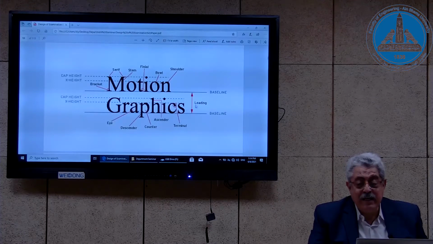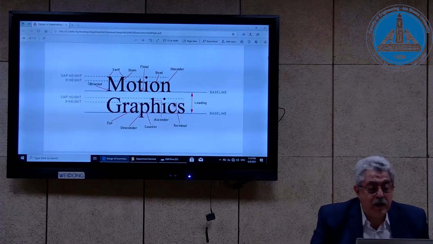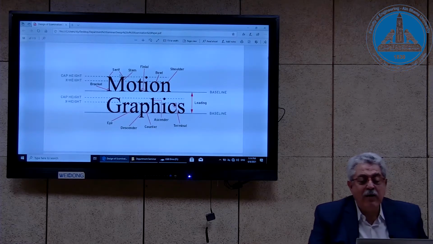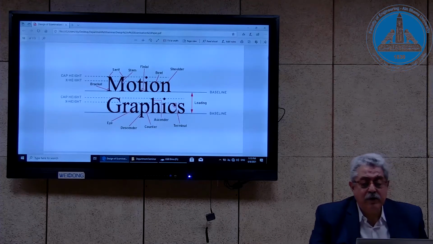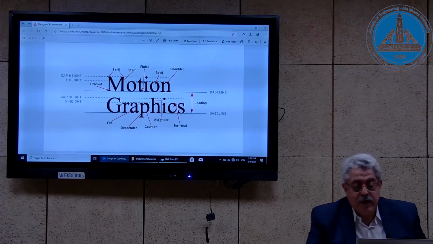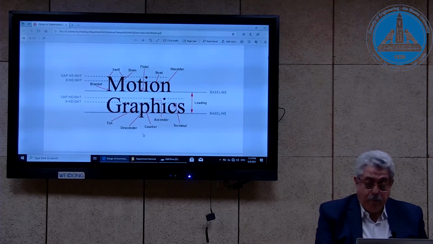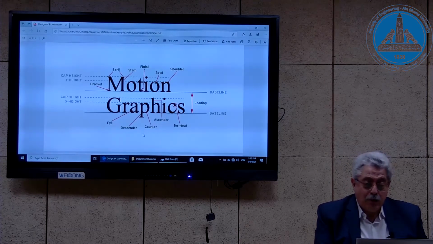Here is the leading. Leading is the difference between the lines, and we have here the x-height, and we have other things like the serif, the stem, the finial, the bowl, the shoulder, the eye, the counter, the descender, the ascender, the terminal. Typography has a lot of details.